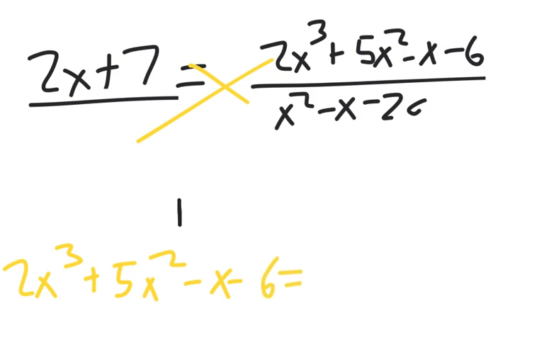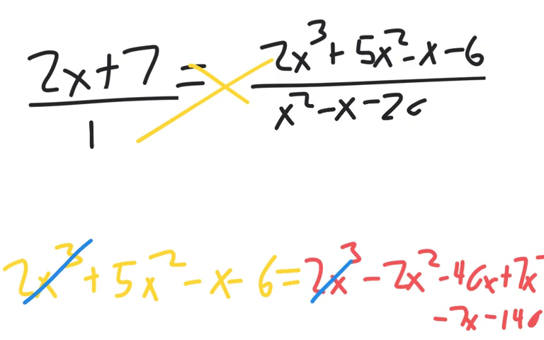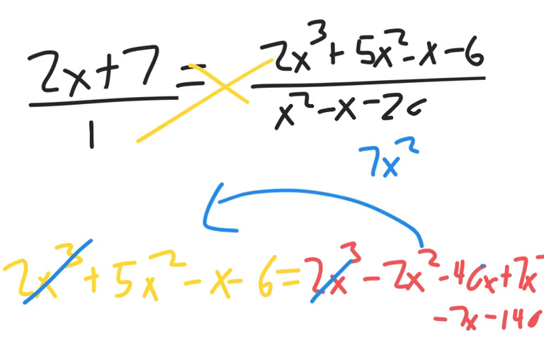Slide over. Okay. The 1 needs to go up there. There we go. 2x times x squared is 2x cubed. 2x times negative x is negative 2x squared. 2x times negative 20 is negative 40x plus 7x squared minus 7x minus 140. Grouping like terms, 2x cubed and 2x cubed is going to cancel. I move that over, that becomes a 7x squared. I move that over, that's going to become a, well, no, nope, okay, hold on.